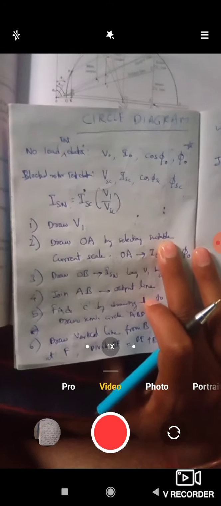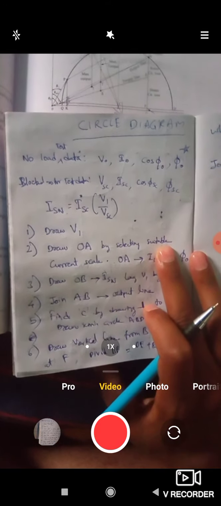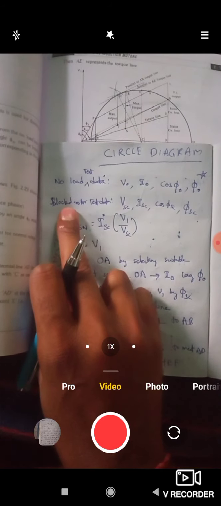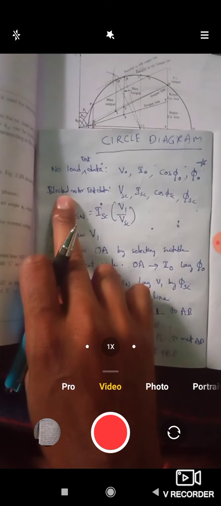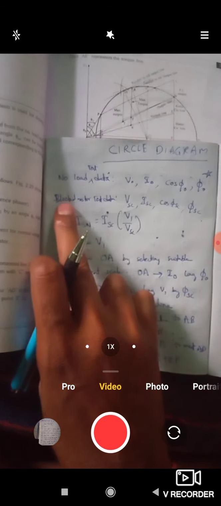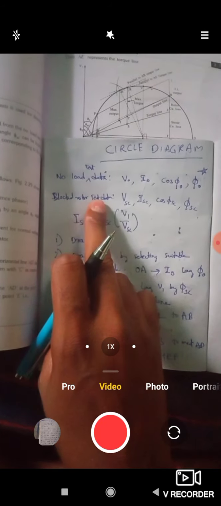Today's topic is the circle diagram. So how to draw the circle diagram? First we need some data before drawing the circle diagram. We need no load test data and blocked rotor test data.